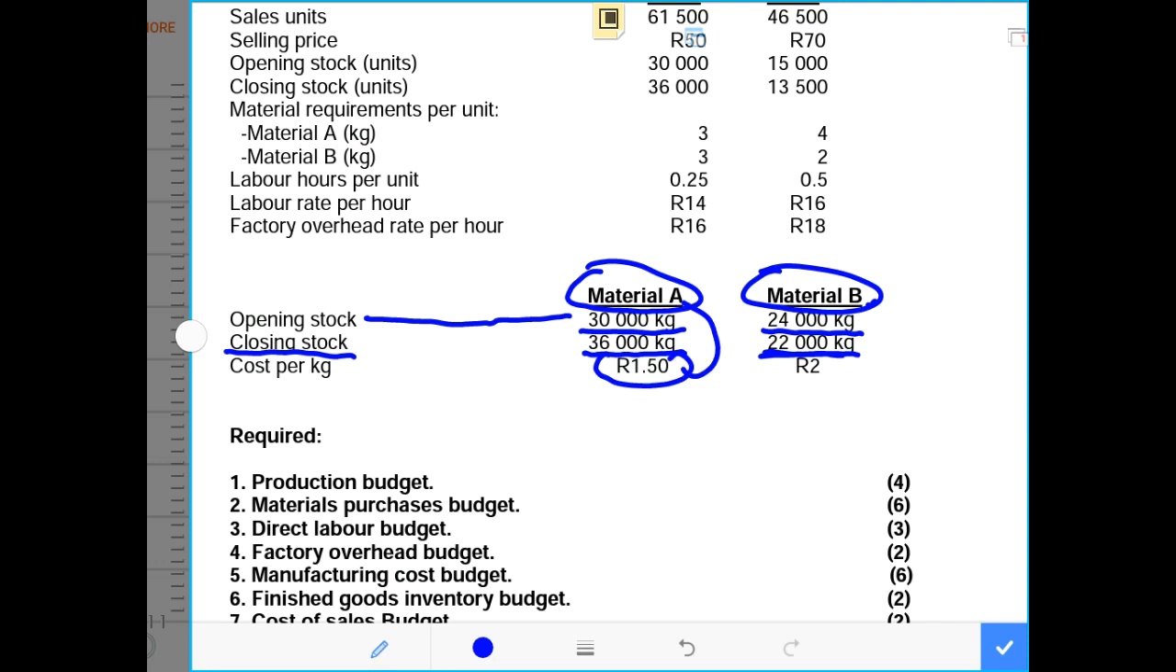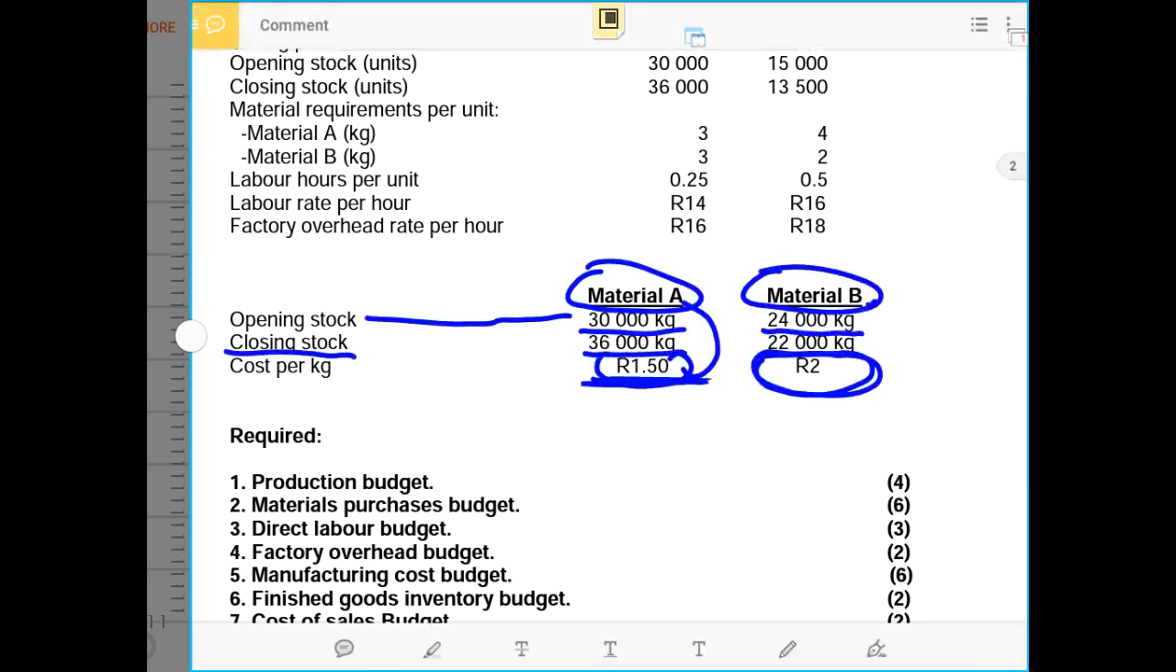That means to buy 1 kg of material A, we have to pay a cost or a price of 1 rand 50. And to buy 1 kg of material B, we need to pay 2 rand for that. That means the cost per kg of material B is 2 rand and the cost per kg of material A is 1 rand 50 cents. And these are the kgs that will be applicable when we do the material purchase budget.